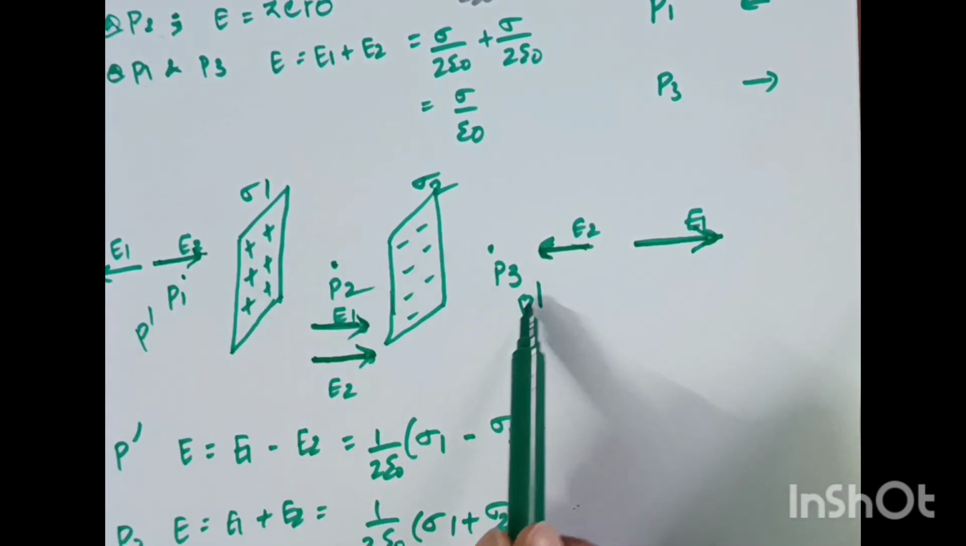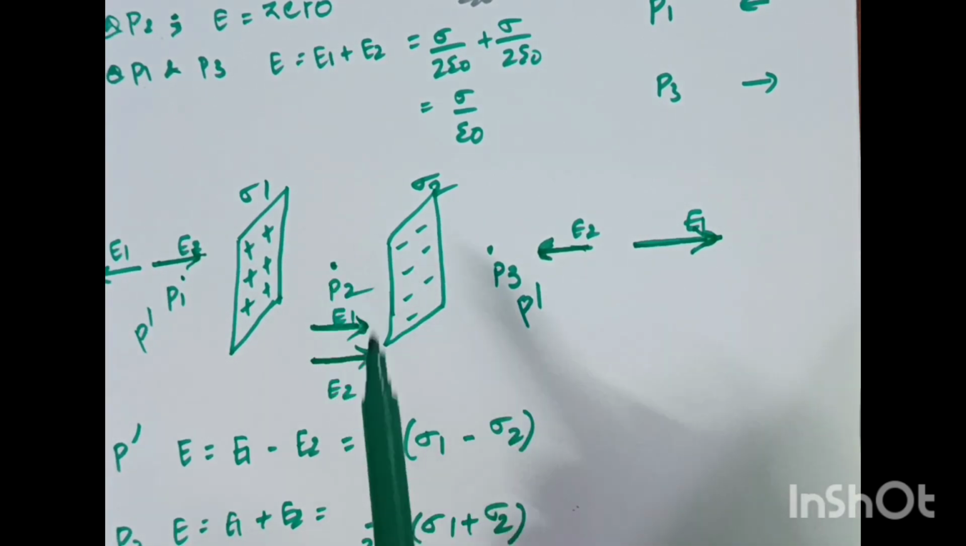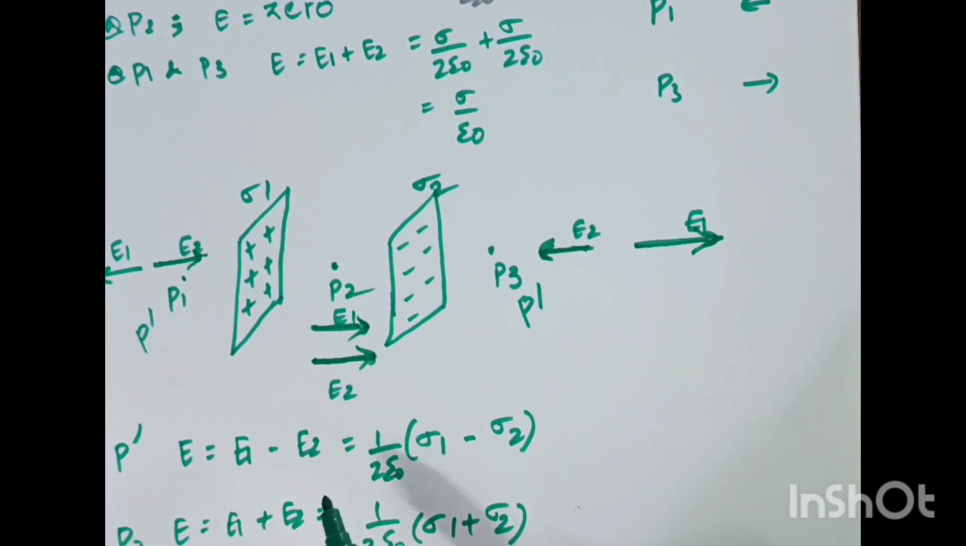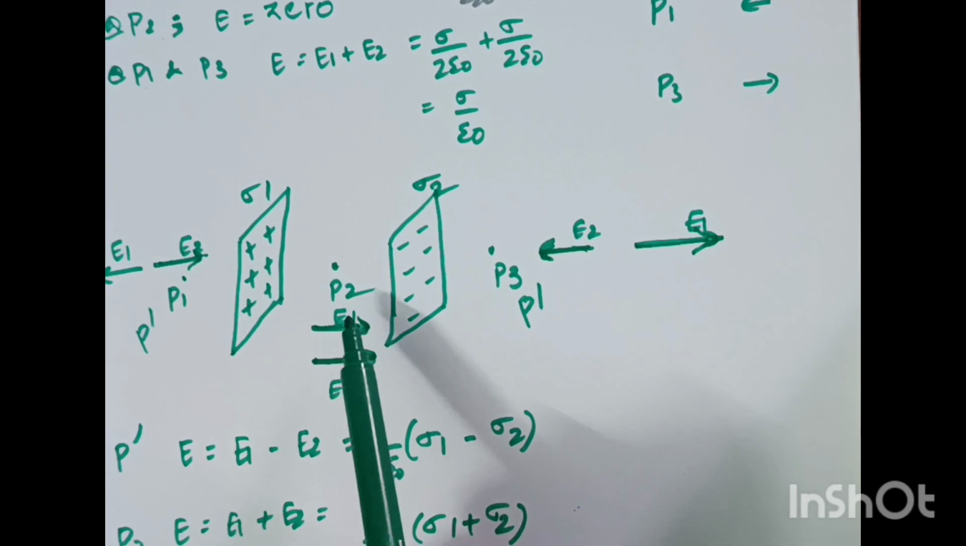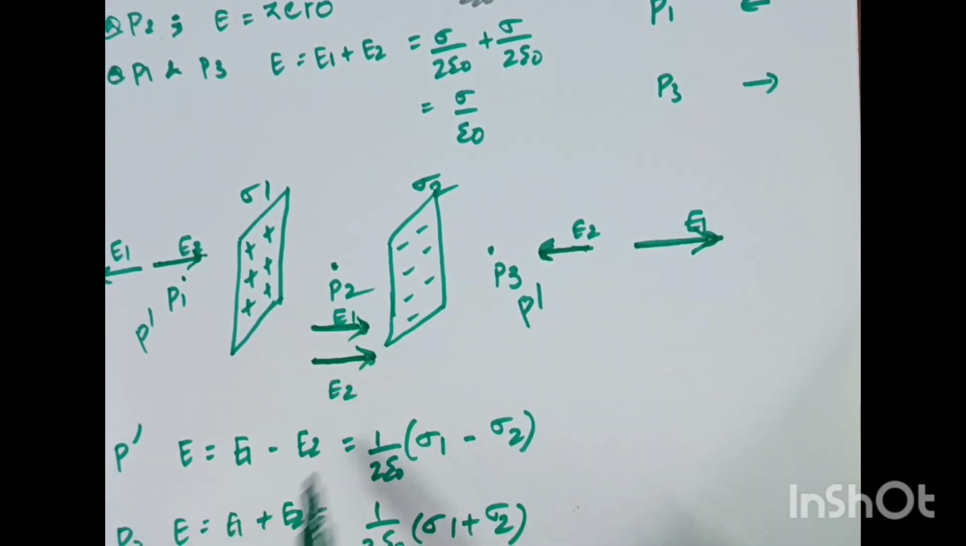Now this point and this point, let us assume it as P dash. What is the electric field at the point P dash? It is E equals E1 minus E2. Why? Because they are directed oppositely, so we have to subtract them. If we take the point P2, that is the point at the center, the electric fields because of these two sheets are in the same direction, so we have to add them. That is E1 plus E2.